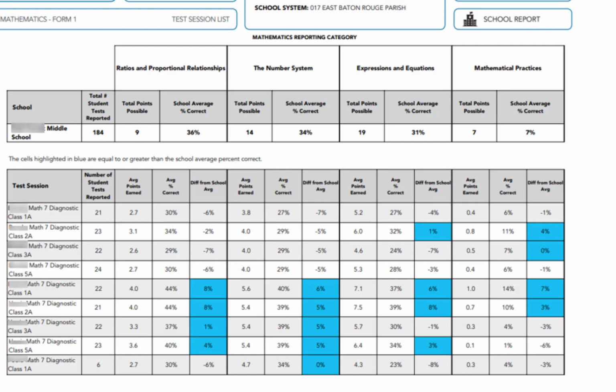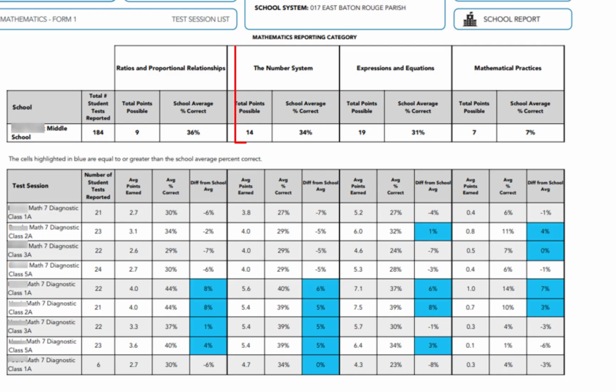Okay, so in this middle school, they created a lot more sessions. So you have, I'm going to just call these teacher A, teacher B, and so on. All right. So teacher A had 21 students, teacher B had 23 students. Teacher A, now remember, if you look at ratio and proportional relationships for this school, the total possible was 9. The school average percent correct for the ratio and proportional relationship is 36%.